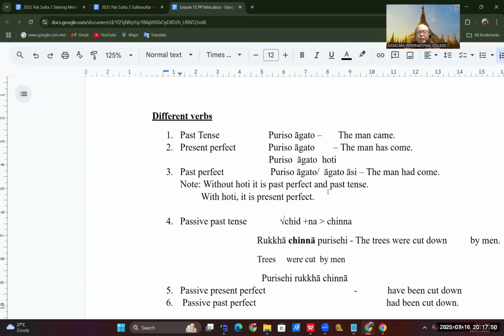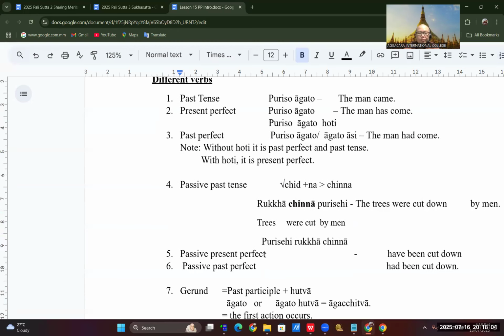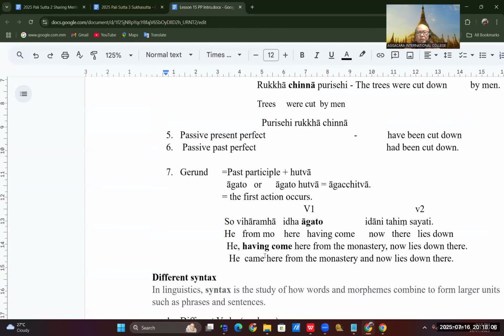So this means that a past participle, you can use as a past tense, present perfect, past perfect, passive past tense, passive present perfect, passive past perfect. All right, six of them. Still not finished yet. Now you can also put it as gerund, in some cases.